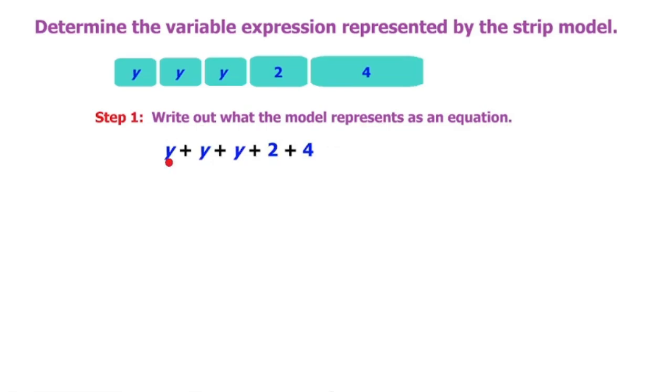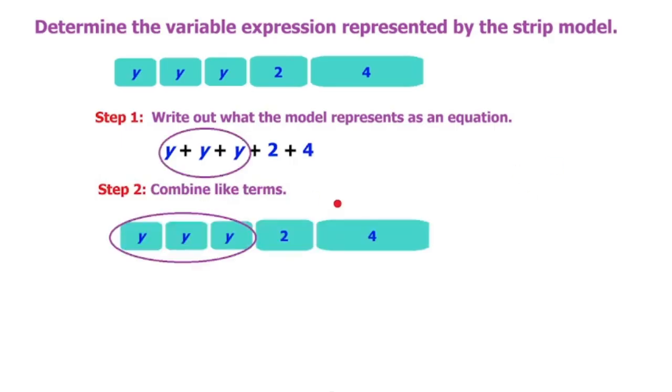So here we have y, 2, and 4, and we add them all together, right? So this is what this is showing us. So the next thing is, let's combine the like terms. And these are like terms. The y's are the like terms.